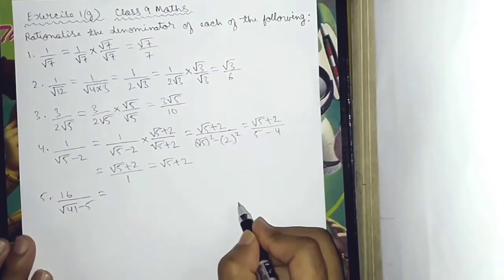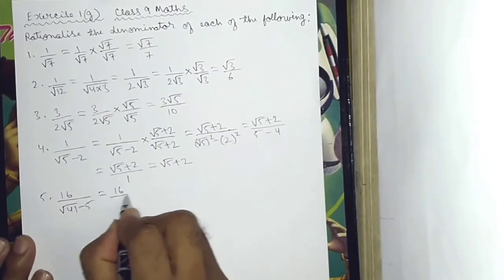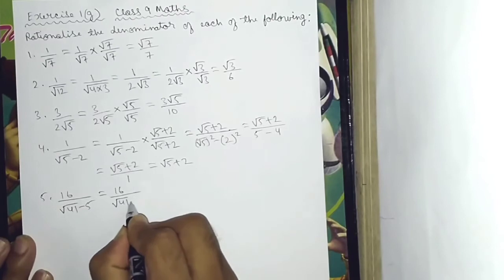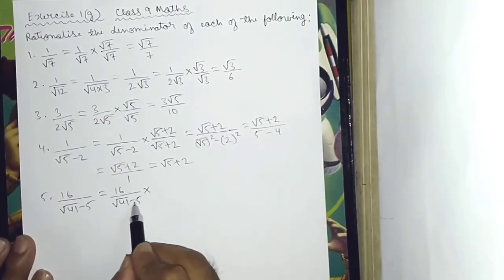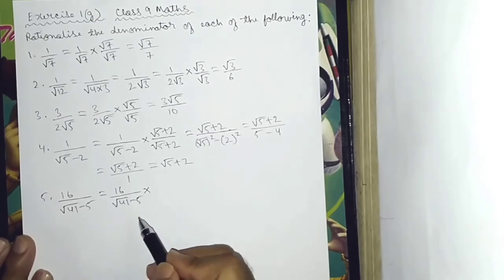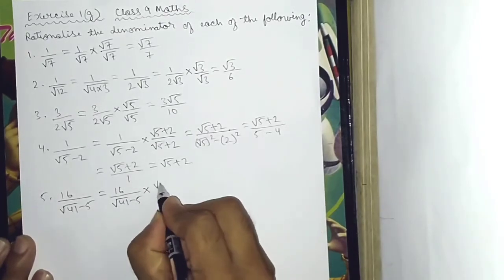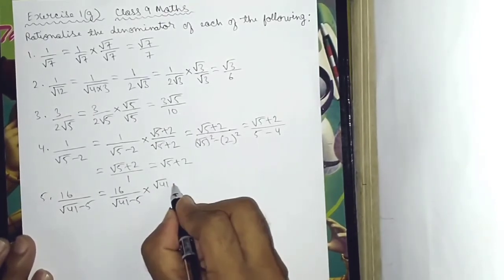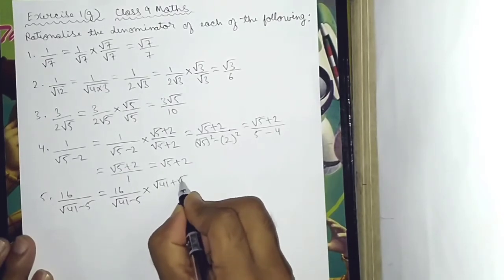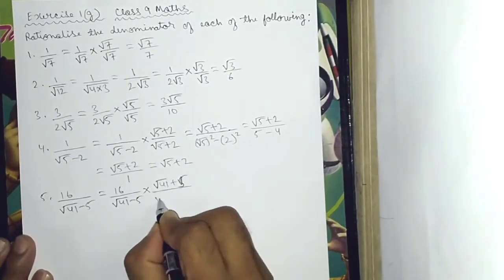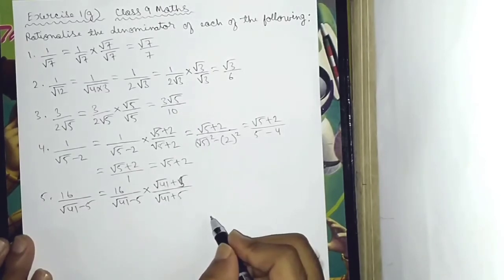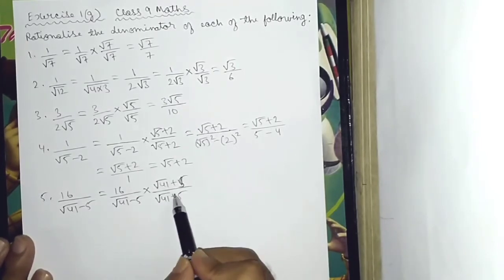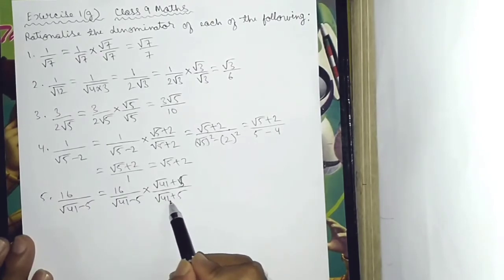And this is equal to 16 divided by root 41 minus 5. We multiply the numerator and denominator by the opposite sign, so root 41 plus 5. That's going to be root 41 plus 5 divided by root 41 plus 5, so it cancels.